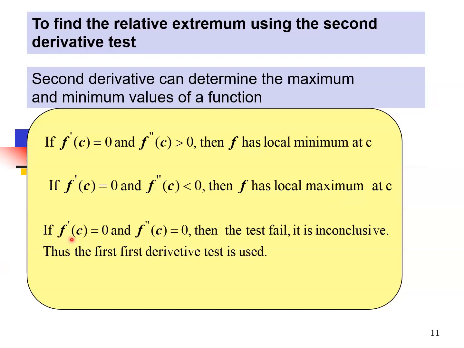If f prime c equal to 0 and f double prime c also equal to 0, then the test fails, it is inconclusive. So this is quite interesting, and it's easier to remember: if you have the first derivative equal to 0, and the second derivative also equal to 0, then we consider this test failed. It is inconclusive. Thus, the first derivative test is used only when this happens.